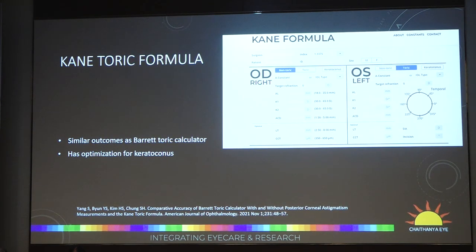These are the new kids on the block, the Kane formula. Kane formula has been found to have similar outcomes as the Barrett toric calculator. And it also has an optimization for keratoconus, which may be very important.